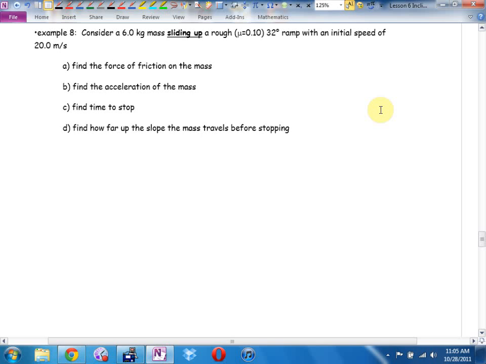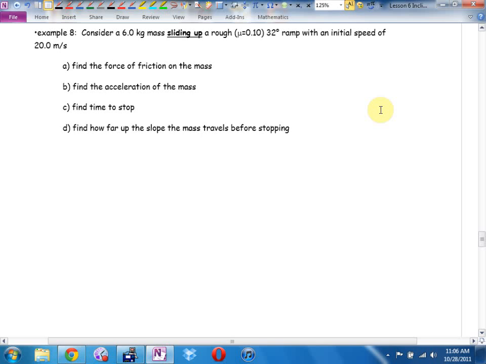I like this question. It says, consider a 6 kilogram mass sliding up a rough surface. How can it be sliding up a rough surface? I think someone's given it a big push and let go, but its momentum is carrying it up the surface for a little bit. Will it keep going? No, it's going to come to a stop. I know that much. I'd like to know how far up the ramp it will travel before stopping.